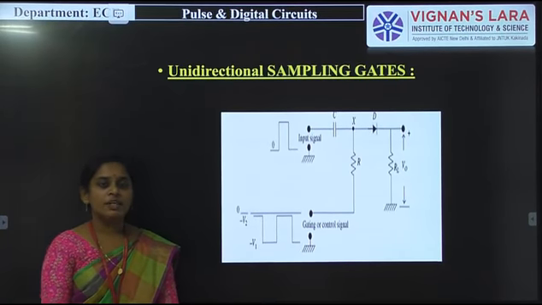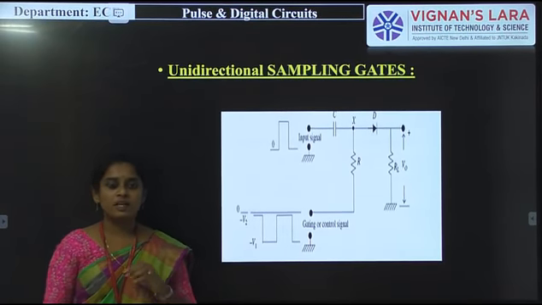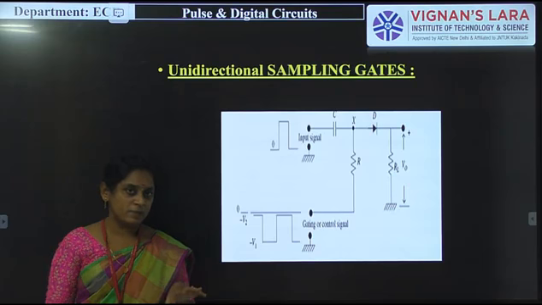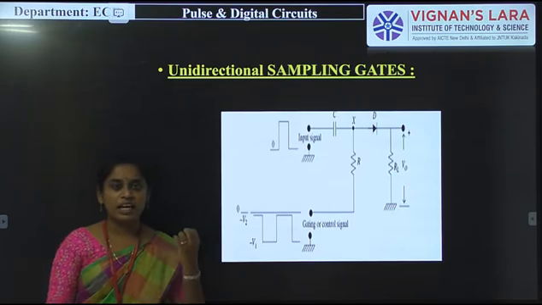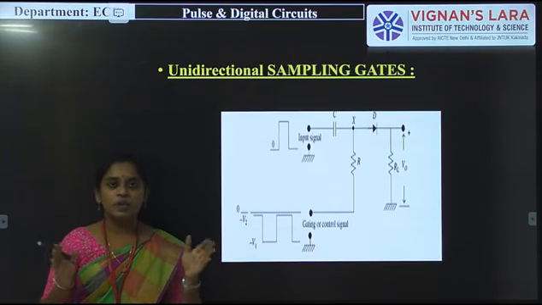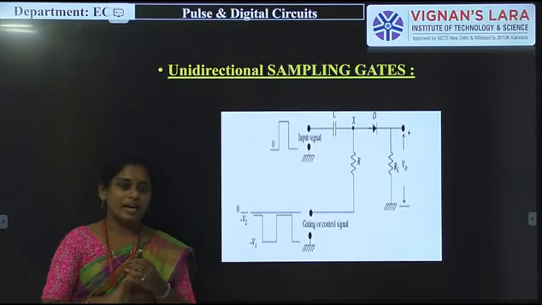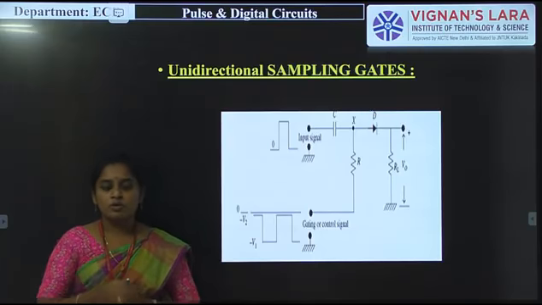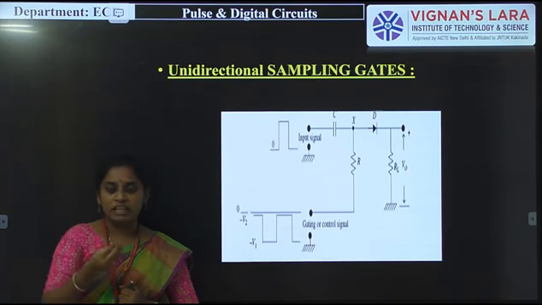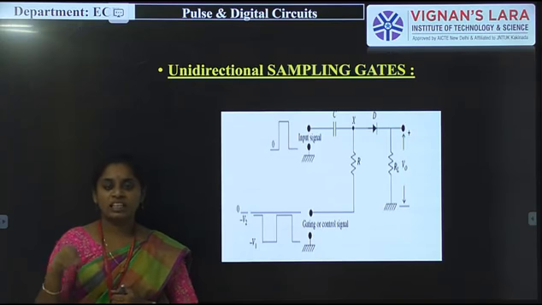In the last session, we discussed what is meant by a sampling gate and what the types of sampling gate are. Simply, the sampling gate allows the input signal at the output side for a pre-required time period. So the output of the sampling gate depends upon the control signal.